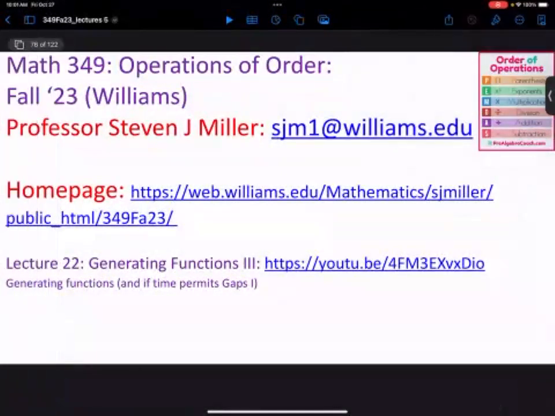Okay, so welcome to Math 349, Combinatorics. This is lecture, I believe, 22. So this will be the last of the generating functions lectures. And then after this, the request was to move to talking about graphs. If you have other topics that you want me to cover, please just let me know.